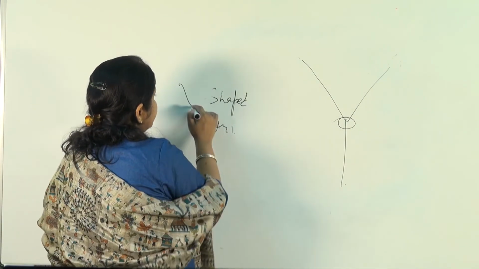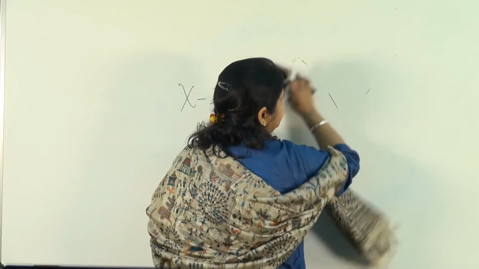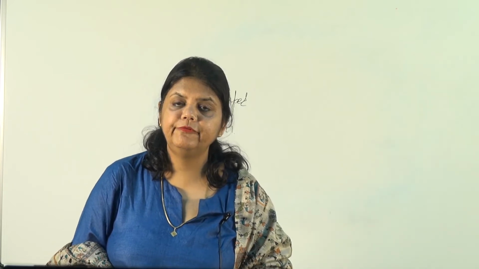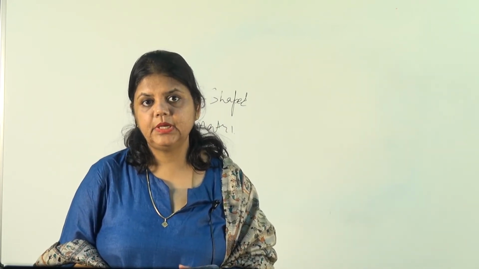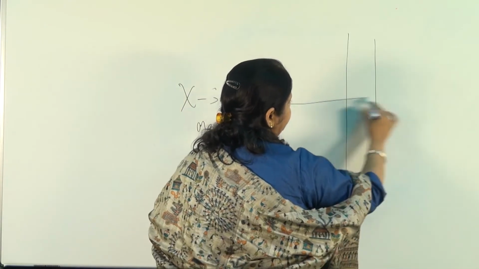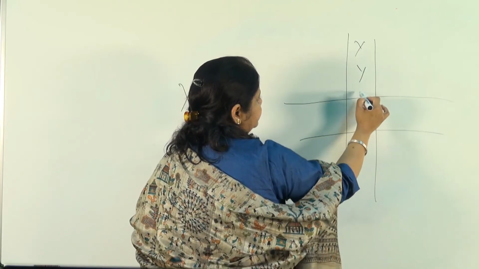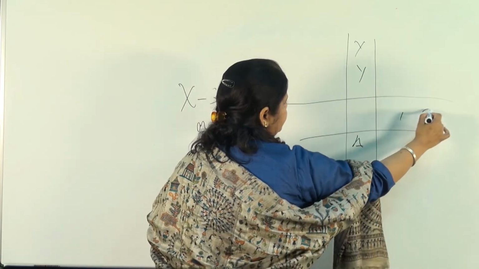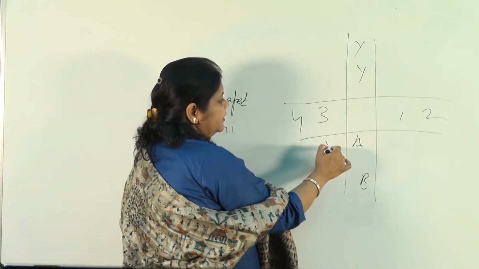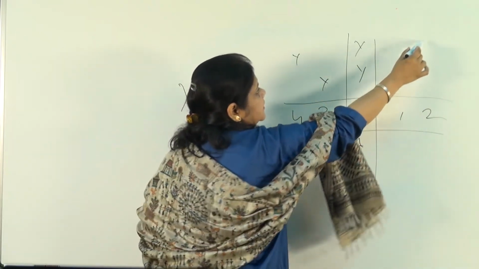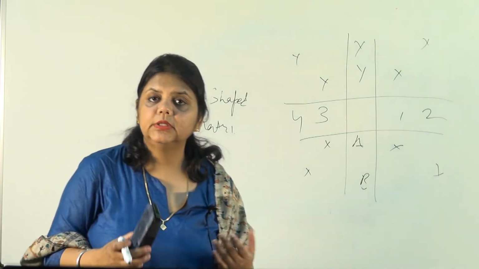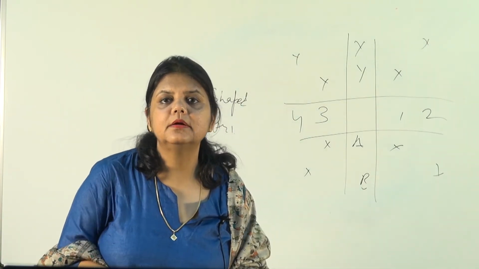Next kind of matrix is X-shaped matrix, wherein we can give a relationship between four groups of items. So we can give a relationship between this. We can define the relationships between four variables in a single diagram.